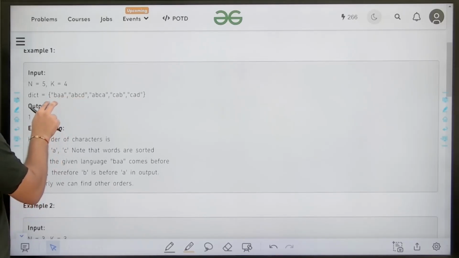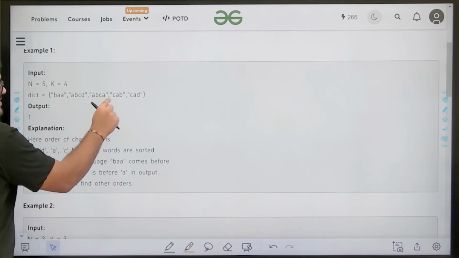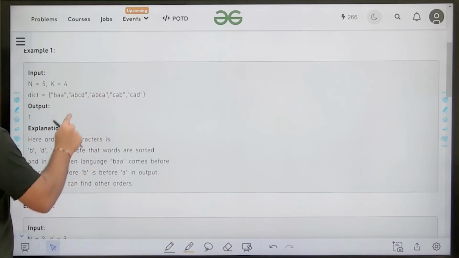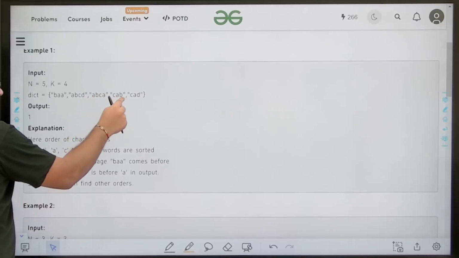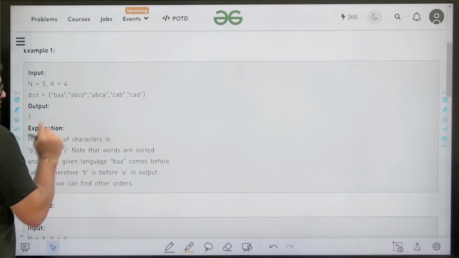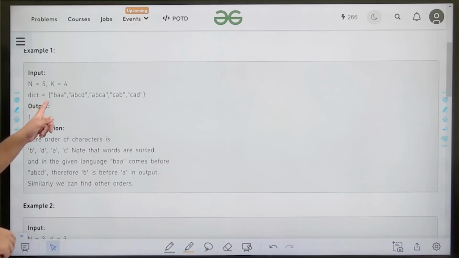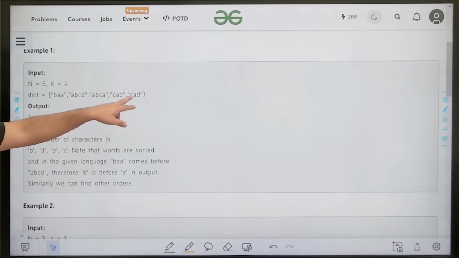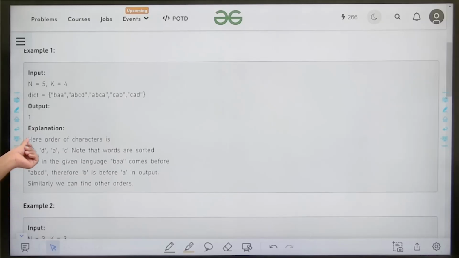Also, BAA is here and CAB is here, so B also comes before C. Also, ABCA is here and CAB is here, so here A comes before C. So what we know is B comes before A and A comes before C. We do not have any idea about D. Here the order of characters is BDAC. B comes before A and A comes before C. That is valid. There was nothing dependent on D. So D is here.